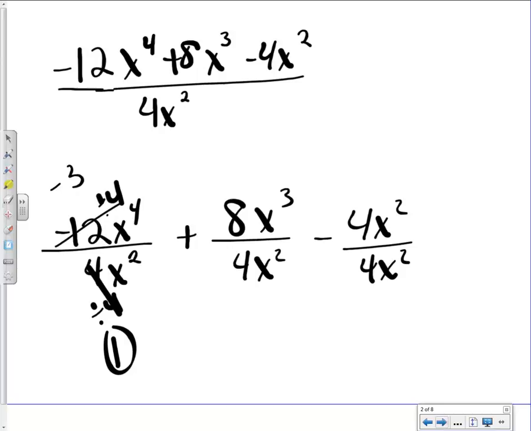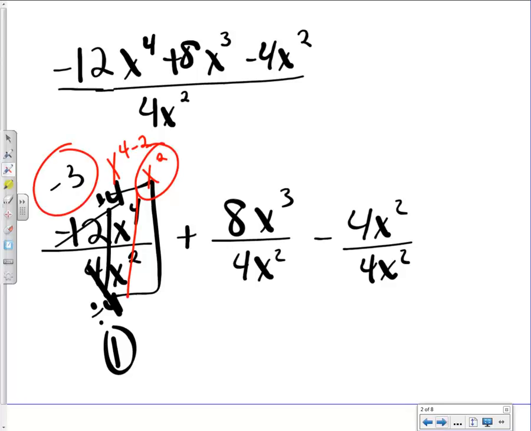The next piece I have is this guy. I have x to the 4th divided by x squared. The bases match, so I will subtract the exponents. 4 minus 2 is x squared. So this whole piece went away and all I have is x squared in my numerator. What did I finish out that whole section with? Negative 3x squared in the numerator over 1.